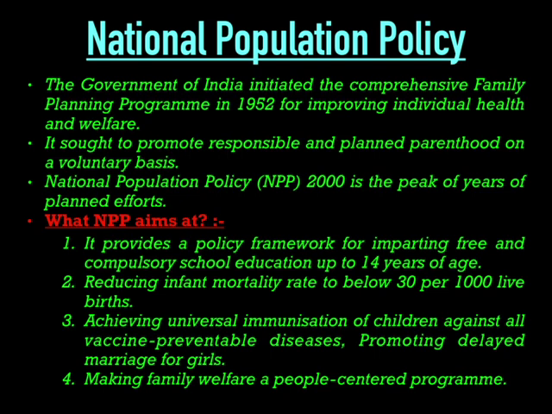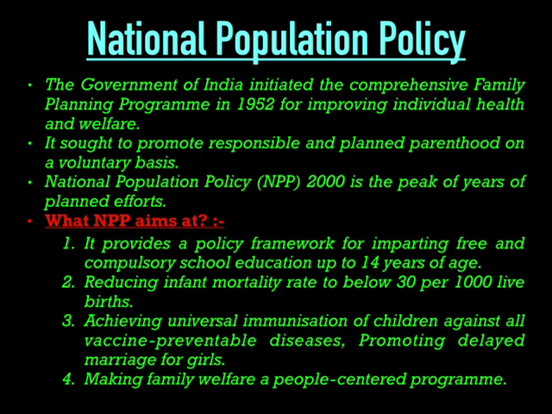The National Population Policy of 2000, or NPP 2000. The Government of India initiated the Comprehensive Family Planning Program in 1952 for improving individual health and welfare. It sought to promote responsible and planned parenthood on a voluntary basis. The NPP 2000 is the peak of years of planned efforts. So, what are the aims of NPP?